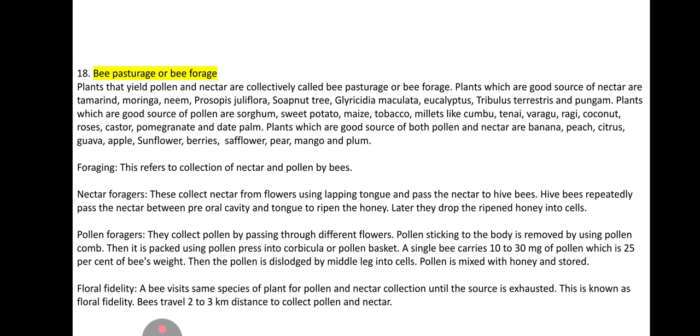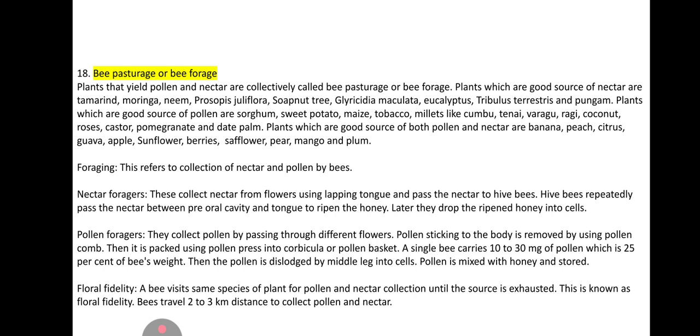Foraging refers to collection of nectar and pollen by bees. Nectar foragers collect nectar from flowers using the lapping tongue and pass the nectar to the hive bees. Hive bees repeatedly pass the nectar between the pre-oral cavity and tongue to ripen the honey. It is not just collection of the nectar, but the process of nectar ripening that gives rise to honey. Later they drop the ripened honey into cells.